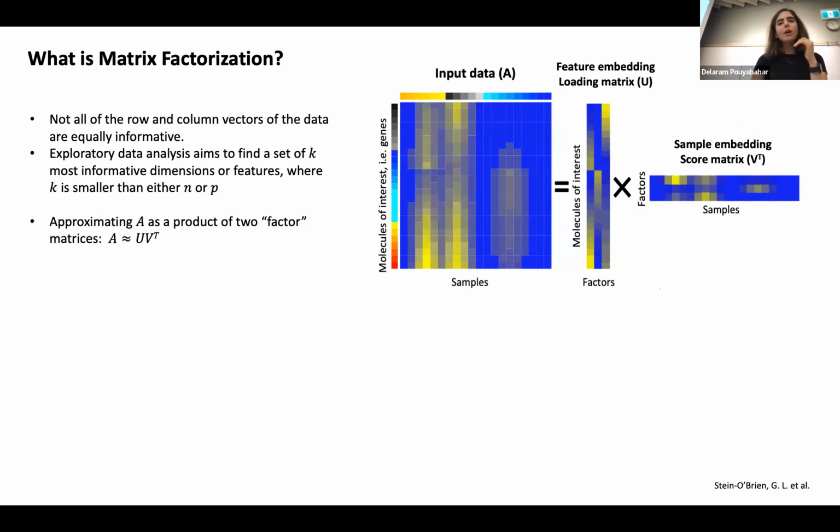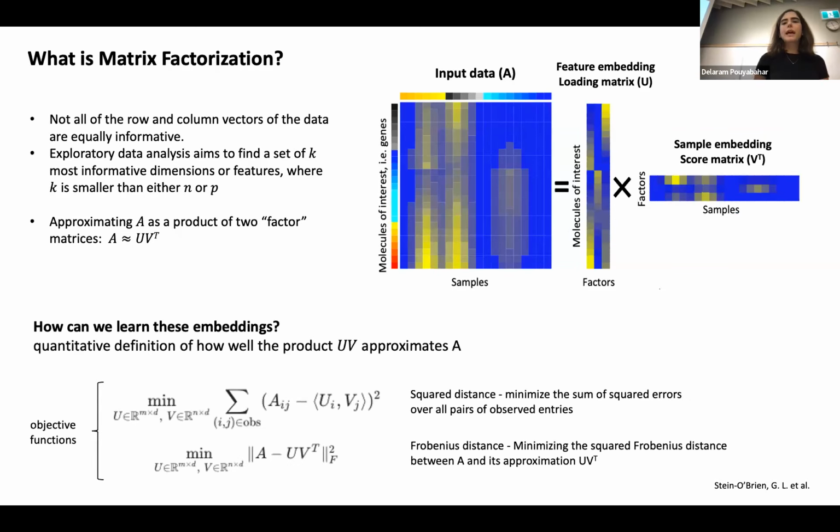Okay, so how are these two matrices actually learned? Again, as I mentioned, there are a lot of different matrix factorizations out there, and the main difference between them is that they have different assumptions about the input data and also different assumptions about what informative means.